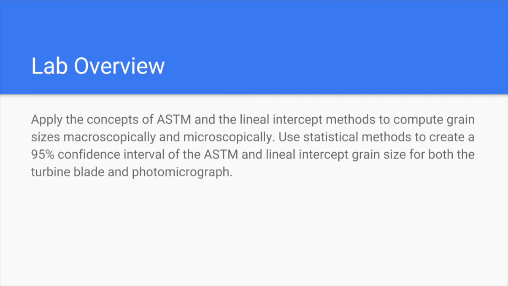In this lab, we will apply the concepts we know of ASTM and lineal intercept methods to compute grain sizes. We showed these concepts macroscopically on a turbine blade and microscopically on a photomicrograph of a piece of cartridge brass. For both of our samples, we will use statistical methods to create a 95% confidence interval of the ASTM and lineal intercept grain size.